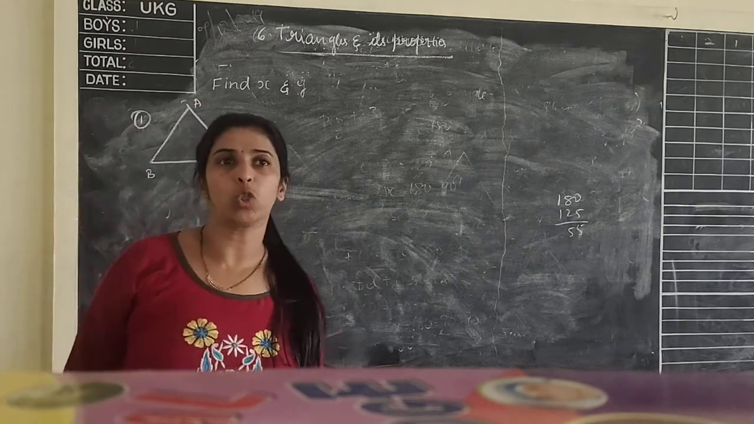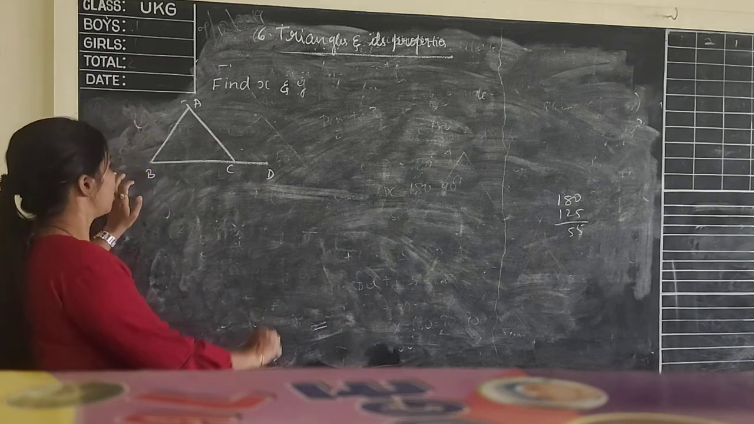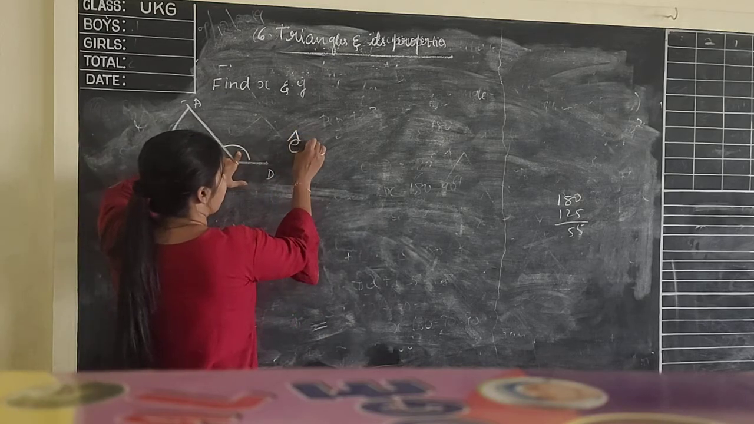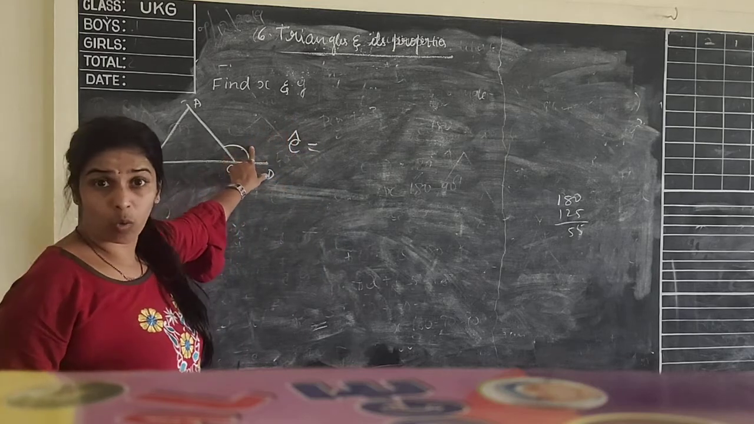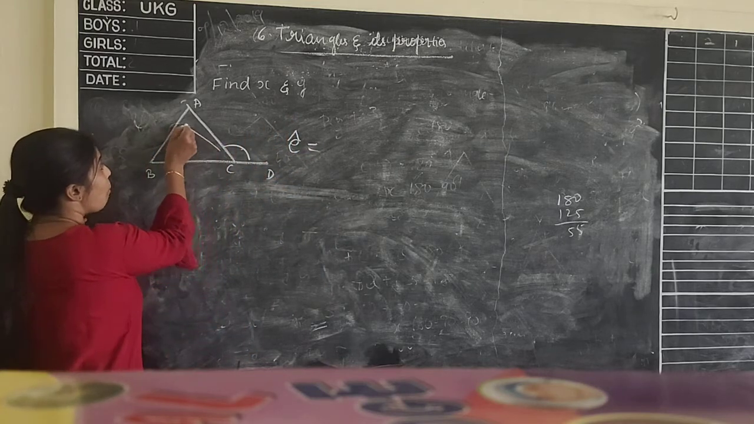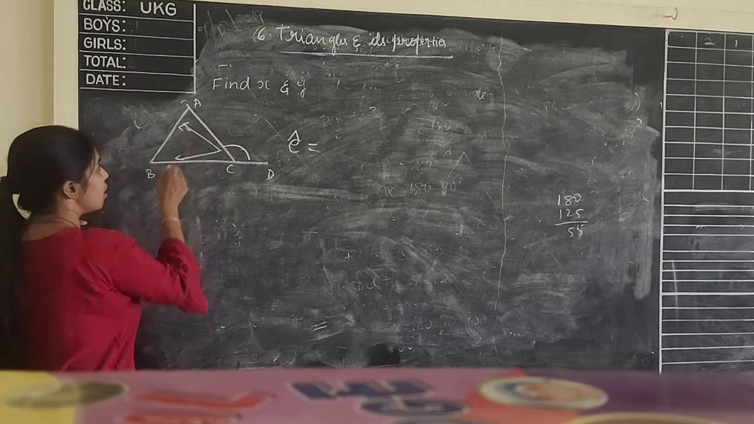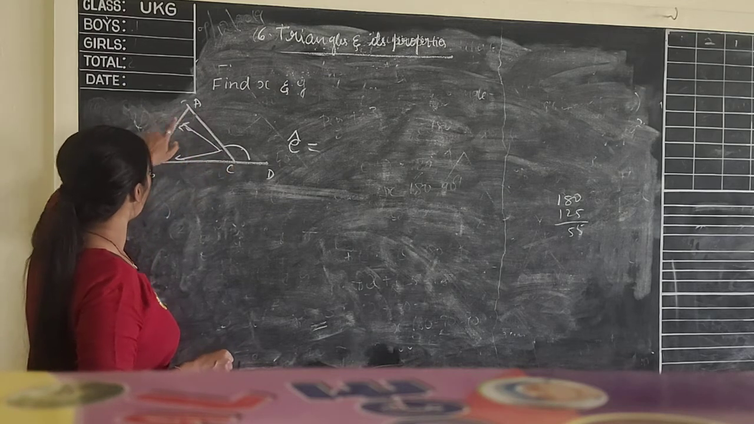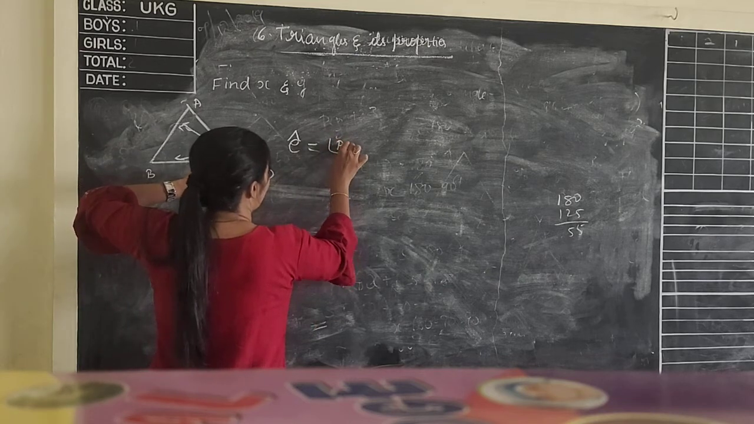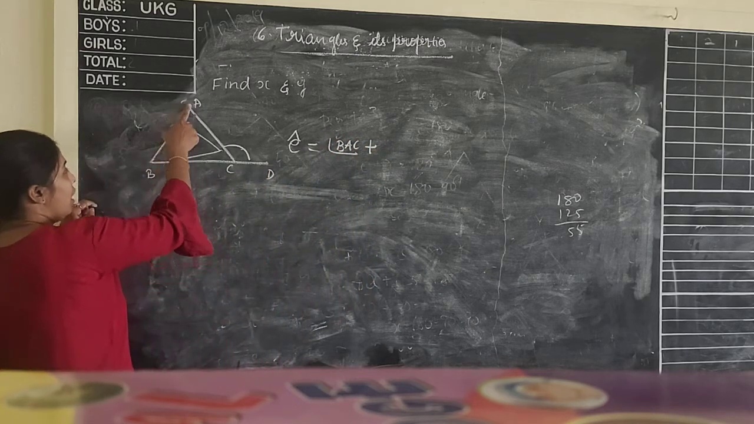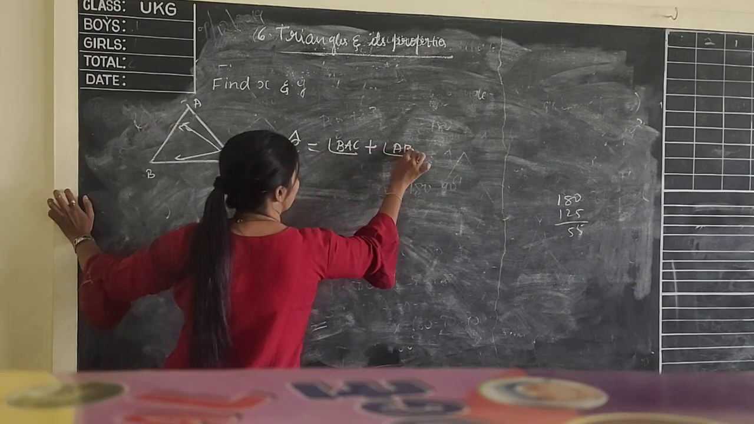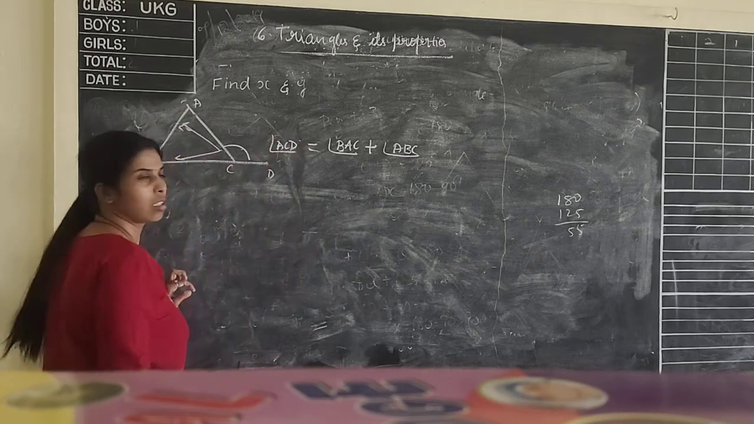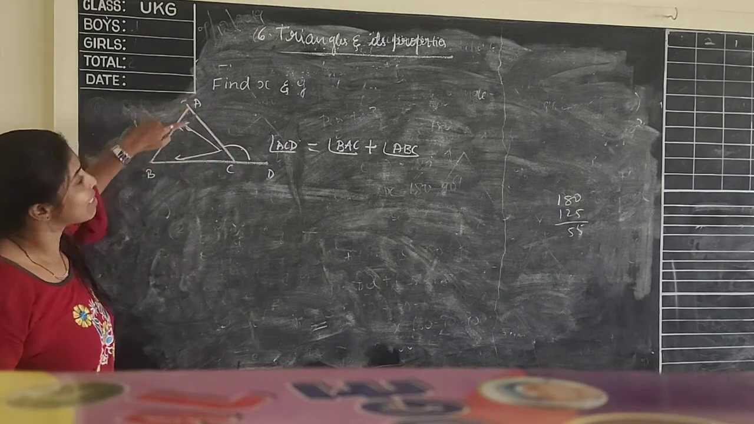Before going for the problems, I want to tell you one thing. The exterior angle is always equal to the sum of the opposite interior angles. Sum means add the opposite interior angles. Which are they? Angle BAC plus angle ABC. That is equal to the exterior angle at C. It equals the sum of these two.